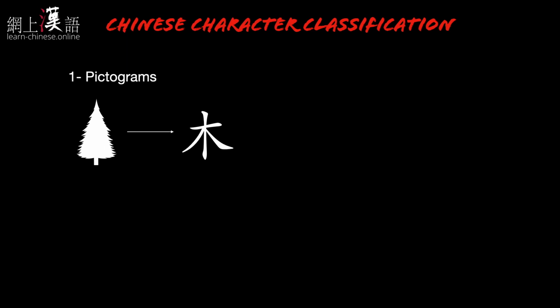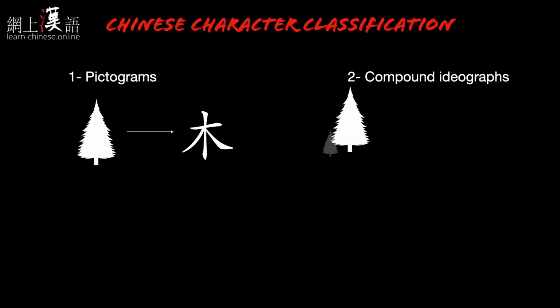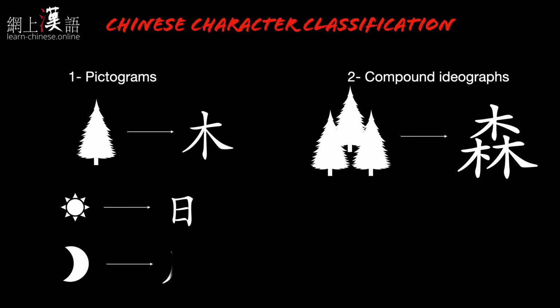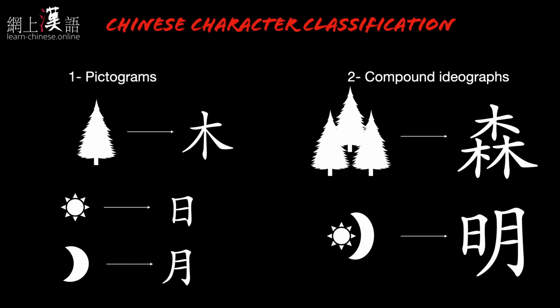The last useful thing to know before starting to learn the writing is the classification of Chinese characters. First, the pictogram. For example, a tree will be written like its pictorial representation. If we combine several trees, we can express the idea of forest. These kinds of characters are called compound ideographs. Another example with the sun and the moon. Together, they form the character for light.